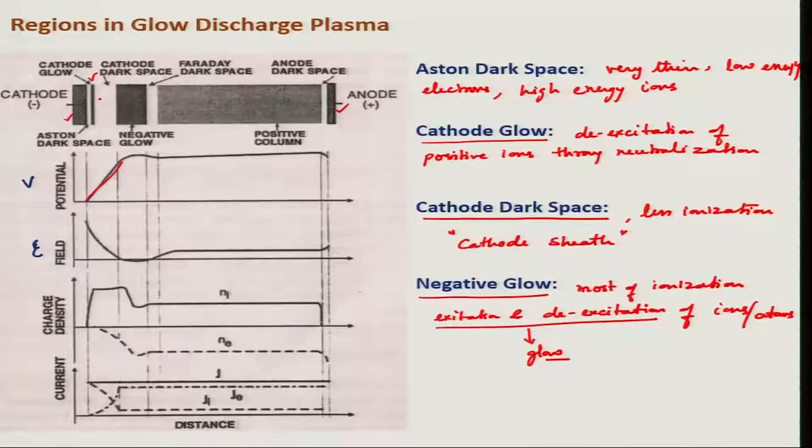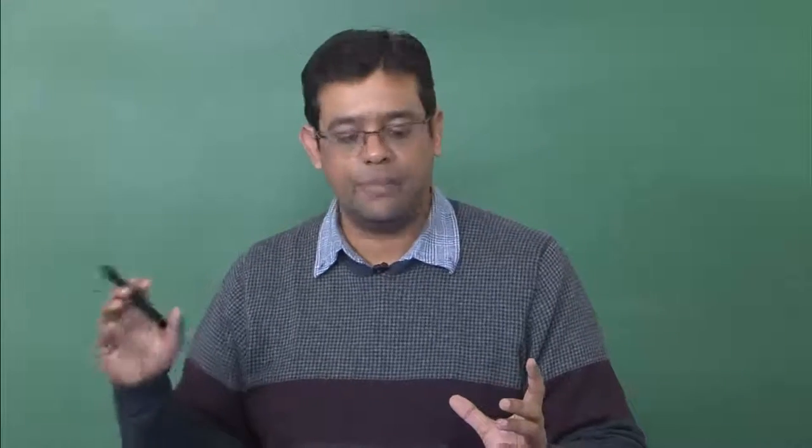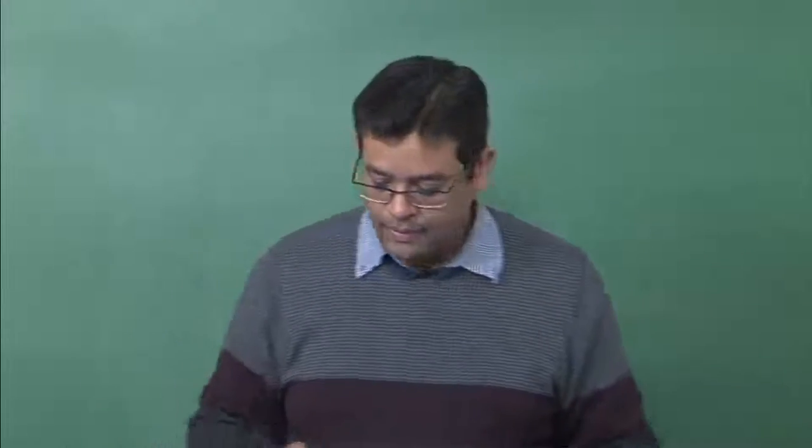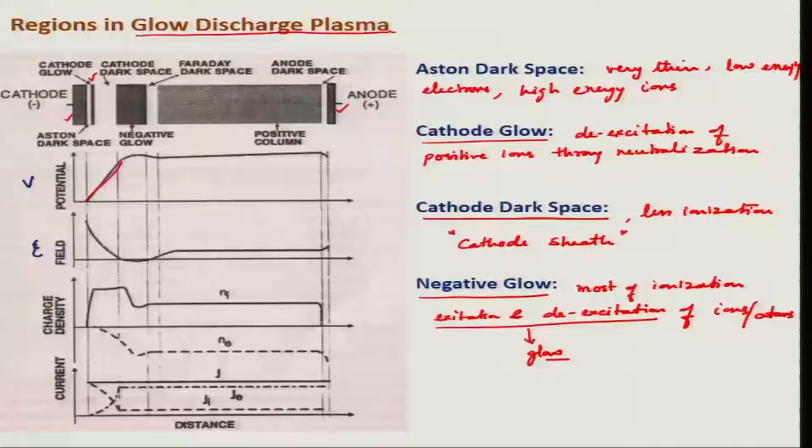So, the positive column is somewhere away from the plasma, it is a no glow region. There is not much happening there. It is just many low energy positive ions that are present there. So these are the different regions of a glow discharge plasma, which is usually used in thin film deposition. And for the sputtering process, we will see that most of the time we only talk about the region up to the negative glow, from cathode to negative glow region.